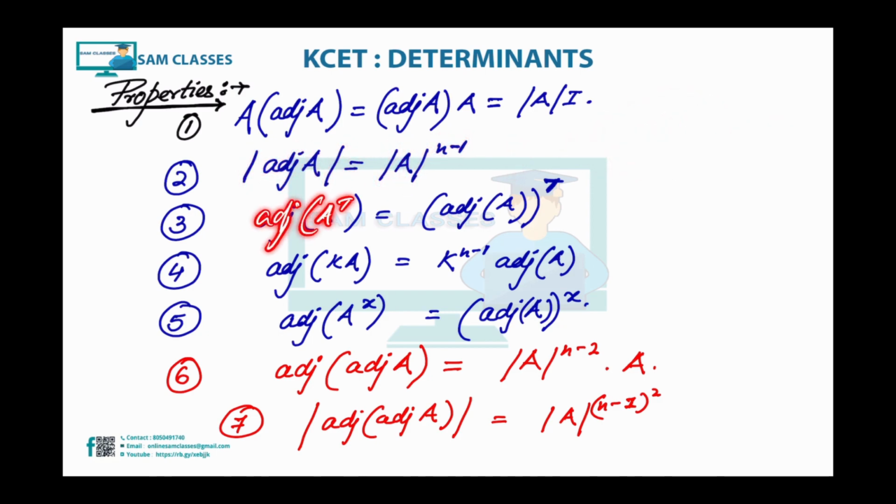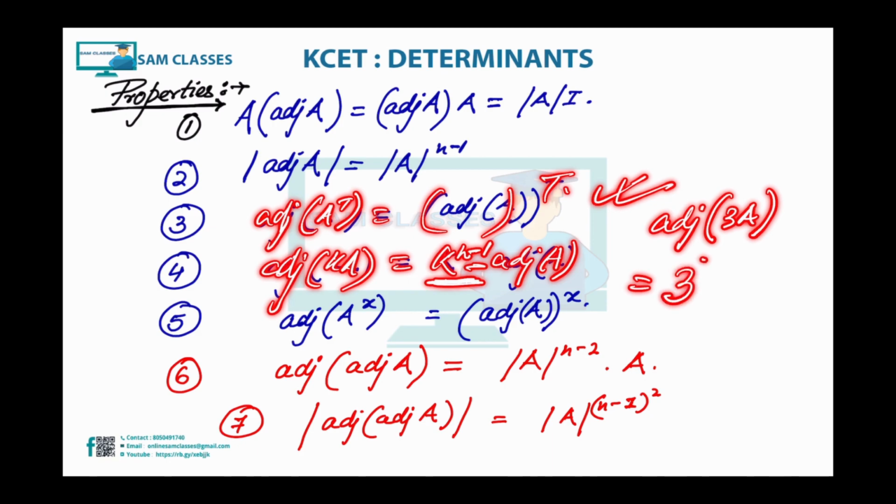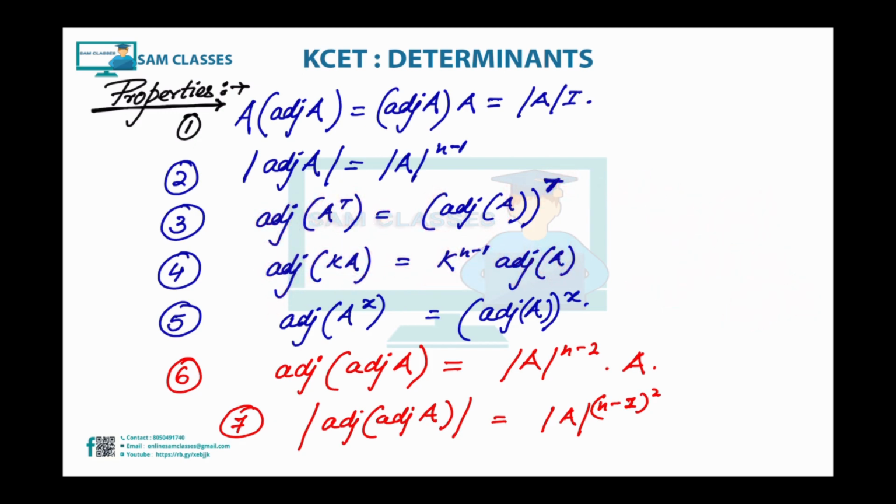Adjoint of transpose of A: basically it's the same thing. You first find the adjoint and then do the transpose. Pretty simple. Adjoint of some value k multiplied with A is equal to k, take it out, but here it will be k power order minus 1 into adjoint of A. Very important. So let's say you have adjoint of 3A. What you have to do is 3 power whatever the order. If it is a 3 cross 3 matrix, then it will be 3 power 3 minus 1 into adjoint of A.